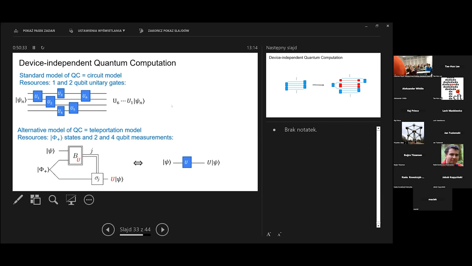Actually, what I showed on the slide is just for one qubit. For two qubits, you will need two phi plus states and a joint measurement of four qubits. So you can replace both of them by entanglement and joint measurements. Okay, so I hope this answers the question.